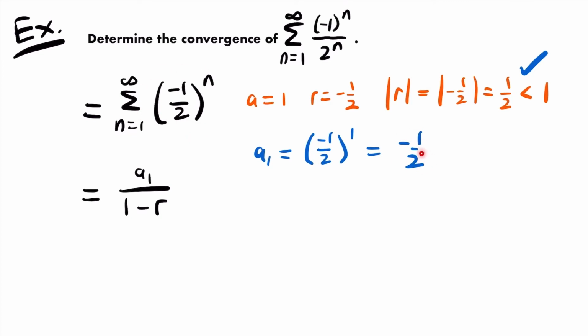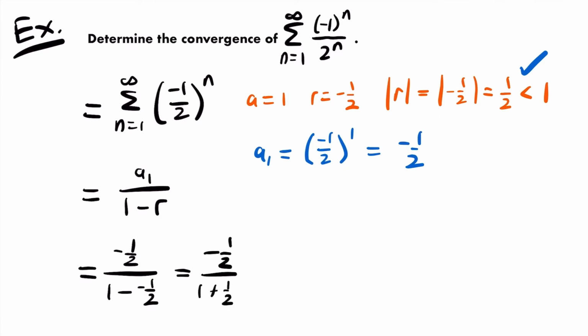And so that's what we will use as the numerator of our calculation for the sum of the series, since we know it converges. And so this will be equal to negative 1/2 divided by 1 minus the common ratio, which is negative 1/2. Now if we simplify, 1 minus negative 1/2 will become 1 plus 1/2 because those negatives will cancel out. And so this is equal to negative 1/2 divided by 1 plus 1/2. And 1 plus 1/2 is 3/2. So this is equal to negative 1/2 divided by 3/2.